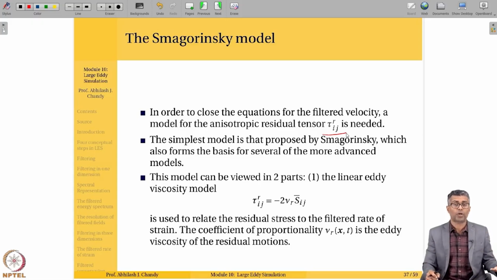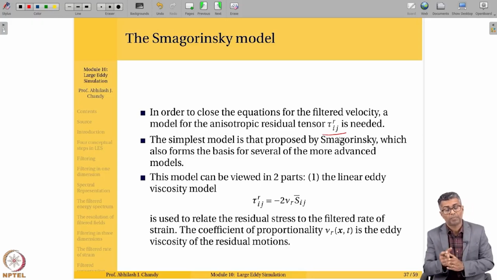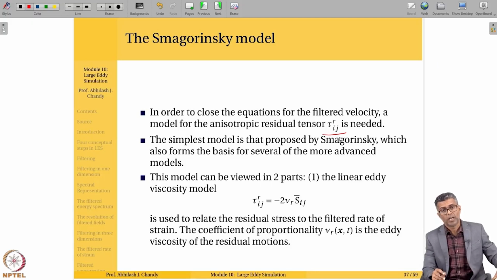The isotropic part we lumped into pressure, whereas the anisotropic part is left as such because we only need to model that. So tau ij small r is the anisotropic part. We need to close this equation out. The simplest model available is the Smagorinsky model. This model can be viewed in two parts.